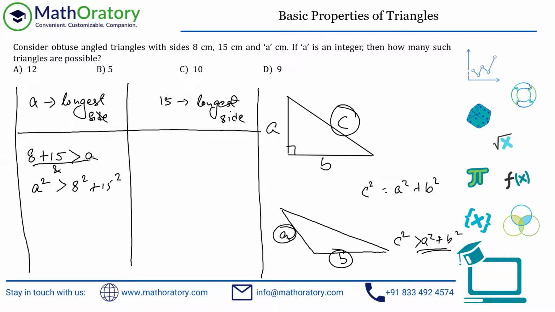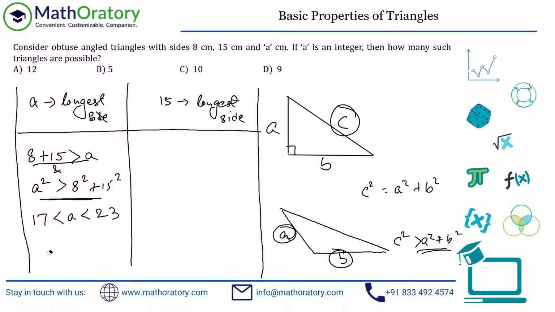So first of all, look at this. This is pretty simple. A has to be less than 23, and this is the lower limit, A square is greater than. Now, if you know a bit of Pythagorean triplets, you'll know 8, 15, 17 is a Pythagorean triplet. 17 square doesn't work because 17 square is equal to 8 square plus 15 square. Or you can work it out: 8 square is 64, 15 square is 225, added is 289, which is 17 square. So A has to be greater than 17, right?